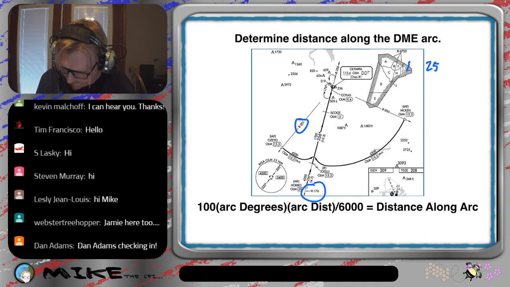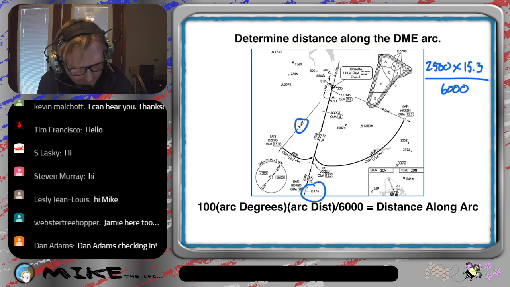We got 100, well, I guess we could just do 2,500 times the distance of 15.3, and we're going to divide that by 6,000. So 2,500 times 15.3 divided by 6,000 equals roughly 6.4 nautical miles.